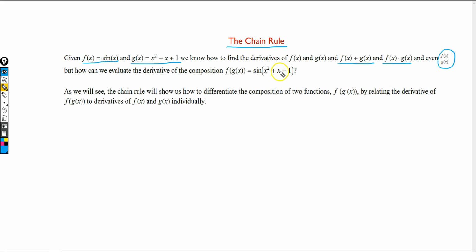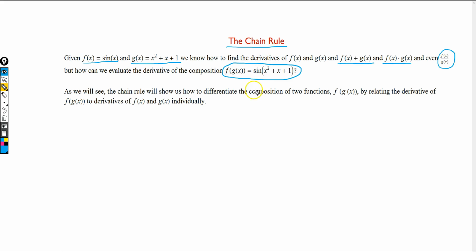However, we do not have any rule right now that tells us how we can evaluate the derivative of the composition, f of g of x, which in this case would be the sine of x squared plus x plus 1. We don't have any rule that we can use to evaluate the derivative of this function. Well, that's exactly what the chain rule is going to address.